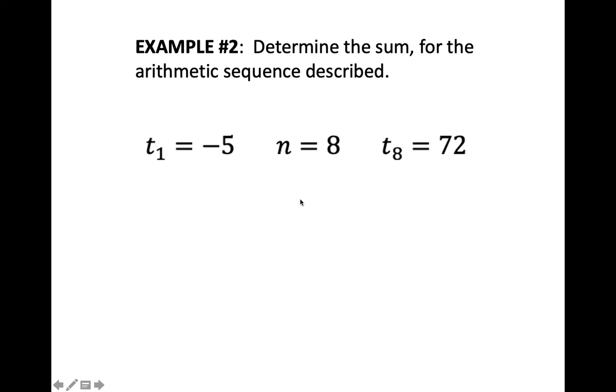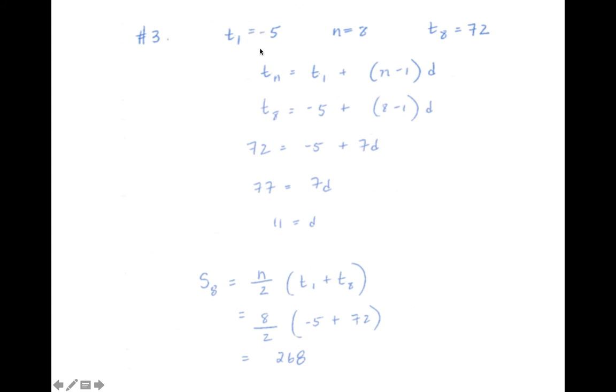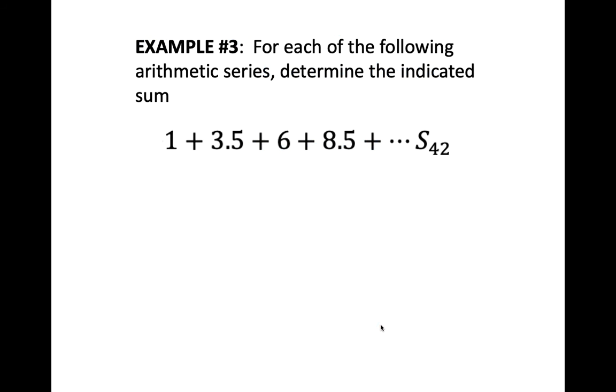Okay, to determine the sum for the arithmetic sequence described here. This one's nice and straightforward. They give you the first term, the number of terms, and the 8th term. So the only thing you need to know is the constant, but really you don't even need to know that if you're going to do the series. So the sum of the first 8 terms is the number of terms 8 divided by 2, the first term plus the last term. And again, use your calculator to find your answer.